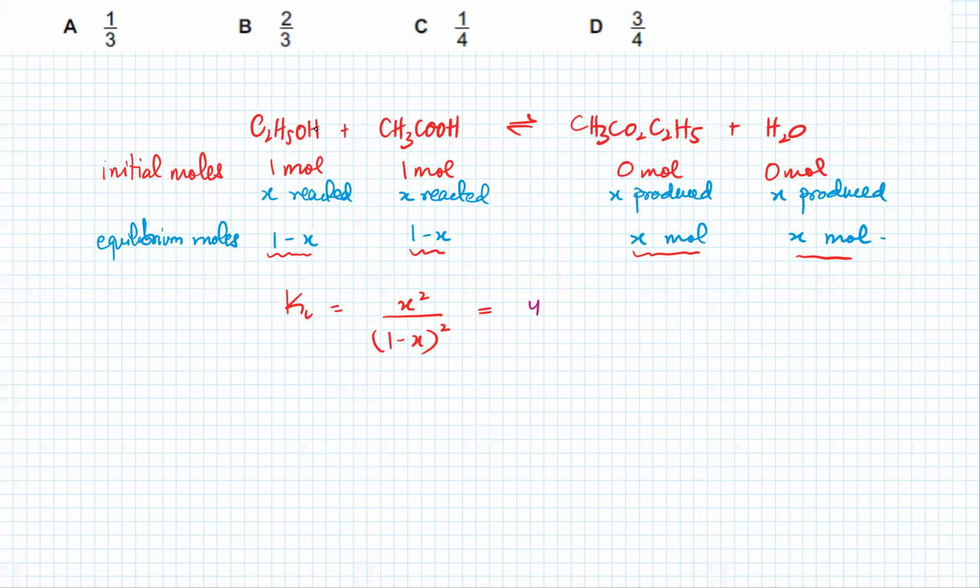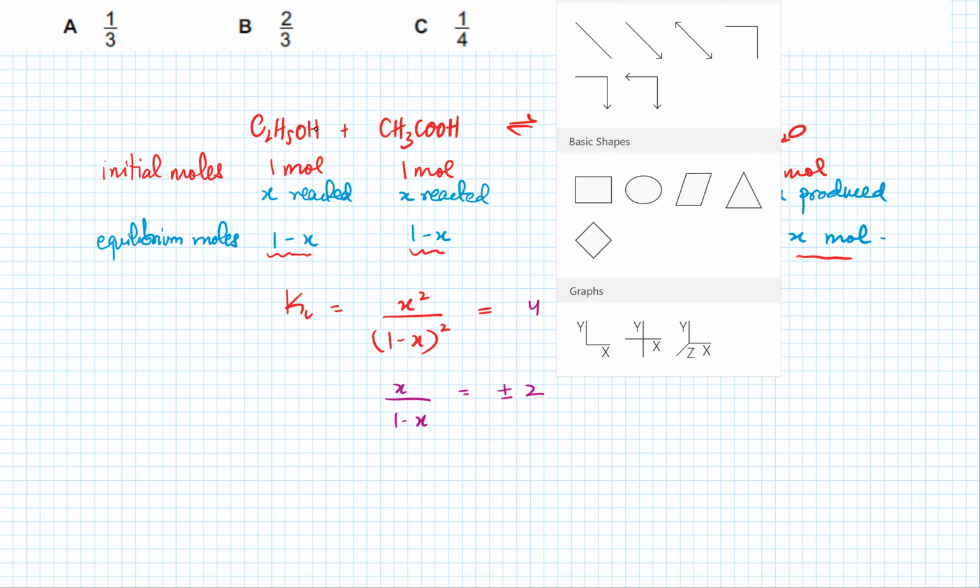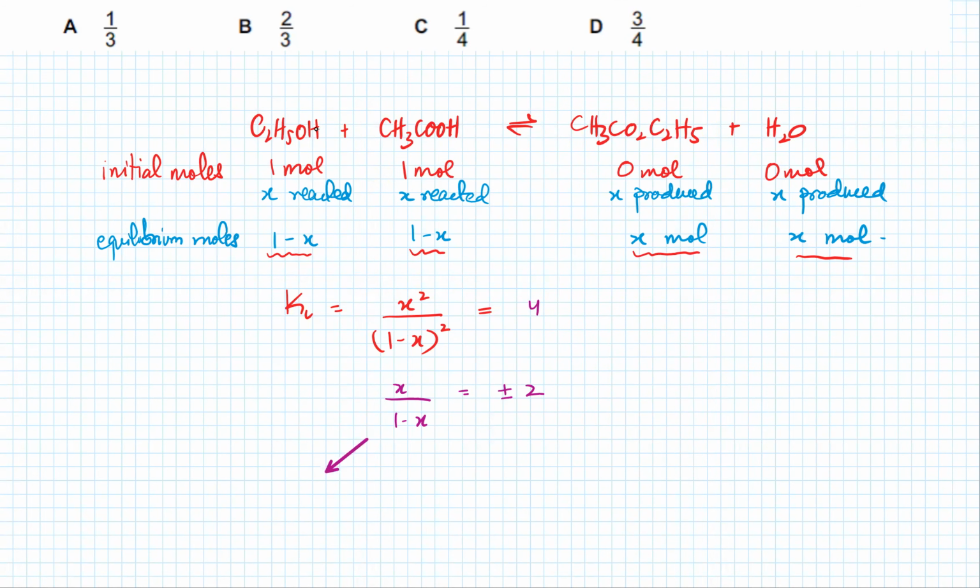Kc is 4. And you're going to solve for this. So you're going to take the square root on both sides. So it's going to become what? X over, क्या होगा? 1 minus X. And that's going to be equal to plus minus 2. So एक दफा ना, first time you have to solve for plus 2, then you have to solve for minus 2. So there'll be two things that you'll be doing. So पहले I'm going to solve for plus 2. So it's going to be X is equal to 2 times (1 minus X), so that's 2 minus 2X. You take 2X to the other side. So that's going to be 3X equals 2, X would be equal to 2 over 3. So that's one value of X.